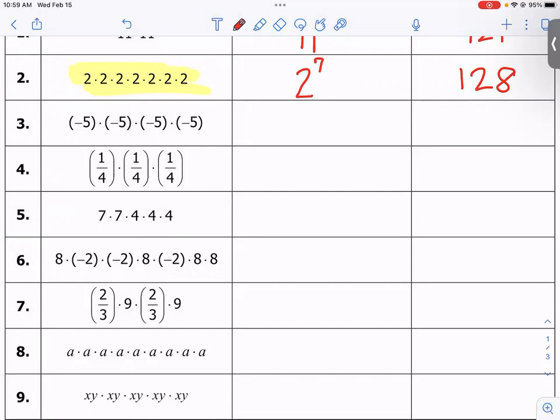Okay, now notice how in number 3 we have a negative. So when we have a negative that's being raised to a power, we need to put that base in parentheses. And then what is our exponent going to be? What is negative 5 times negative 5 times negative 5 times negative 5?